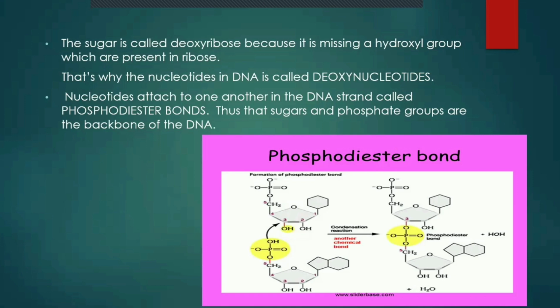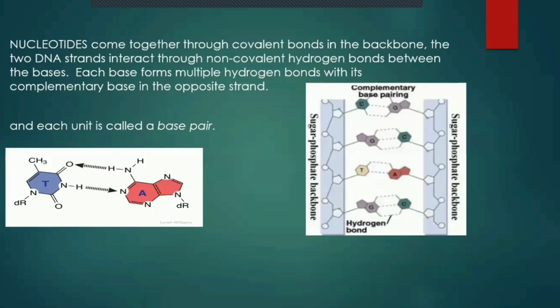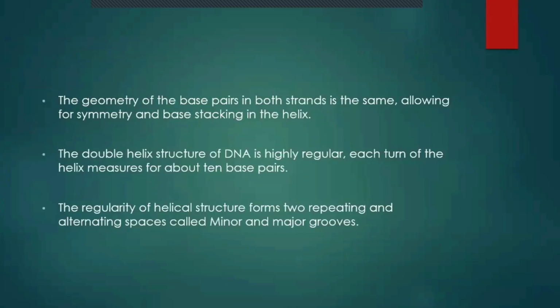Nucleotides attach to one another in the DNA strand through phosphodiester bonds. Thus, the sugar and phosphate groups are the backbone of the DNA. Nucleotides come together through covalent bonds in the backbone. The two DNA strands interact through non-covalent hydrogen bonds between the bases. Each base forms multiple hydrogen bonds with its complementary base in the opposite strand, and each unit is called a base pair. The geometry of the base pairs in both strands is the same, allowing for symmetry and base stacking in the helix. The double helix structure of DNA is highly regular.